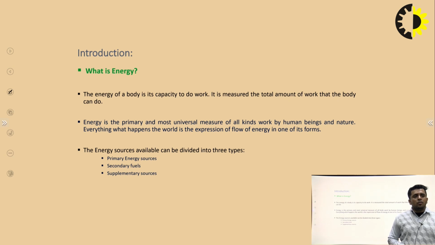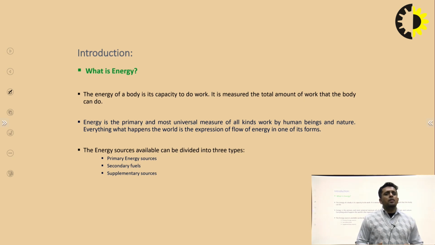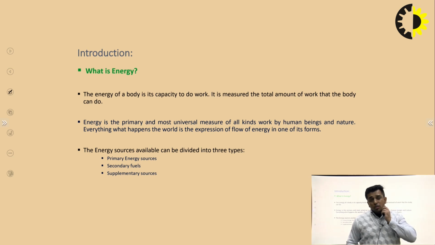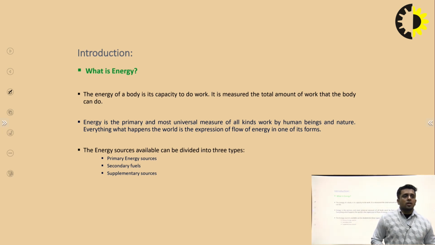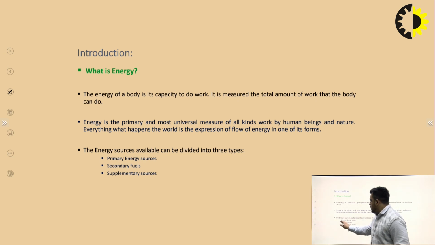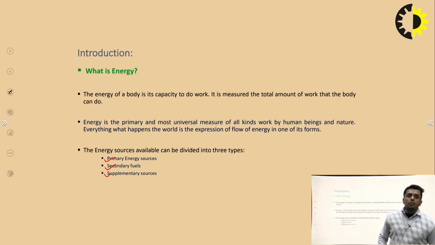But energy is the primary and the most universal measure of all kinds of work by human beings and nature. Everything that happens in the world is the expression of the flow of energy in one of its forms. It's very true. Anything happening in the world is due to the flow of energy in different forms. Because of this, the energy sources available are categorized into three types: primary energy sources, secondary fuels, and supplementary sources.